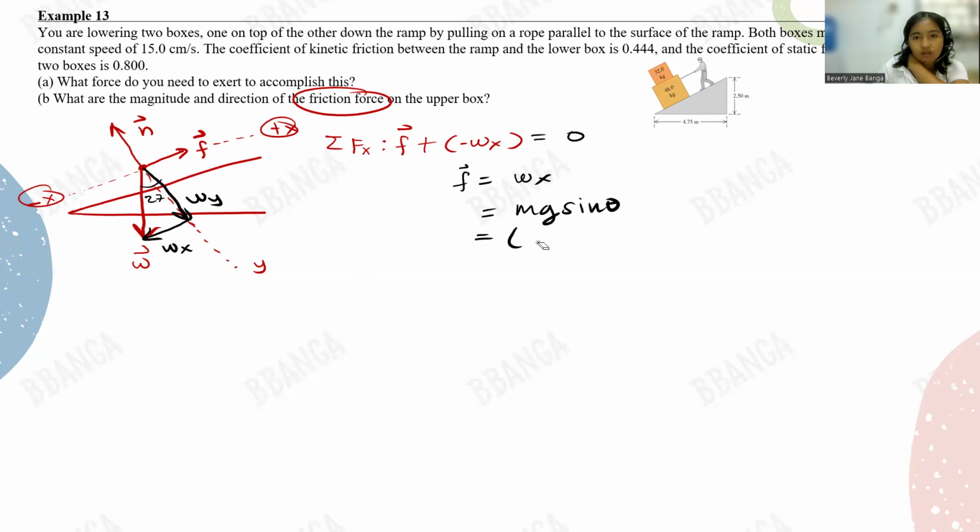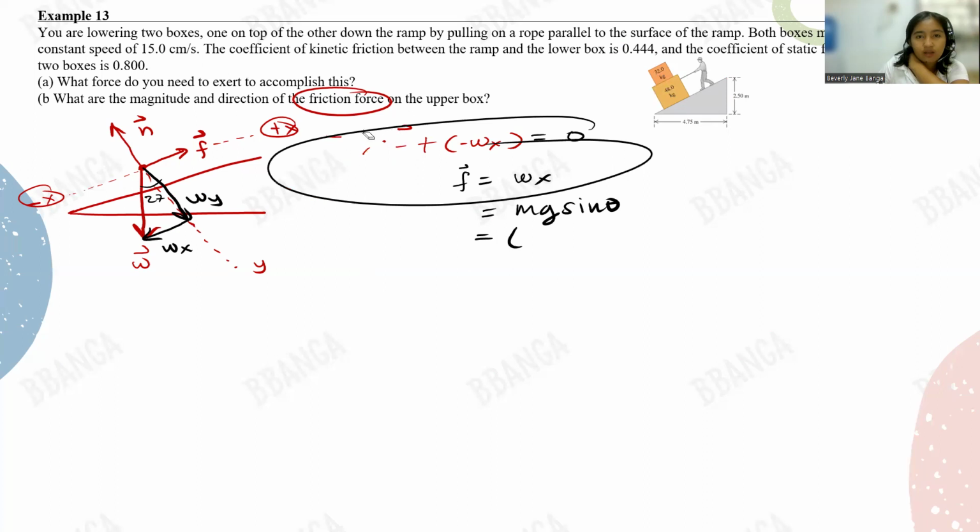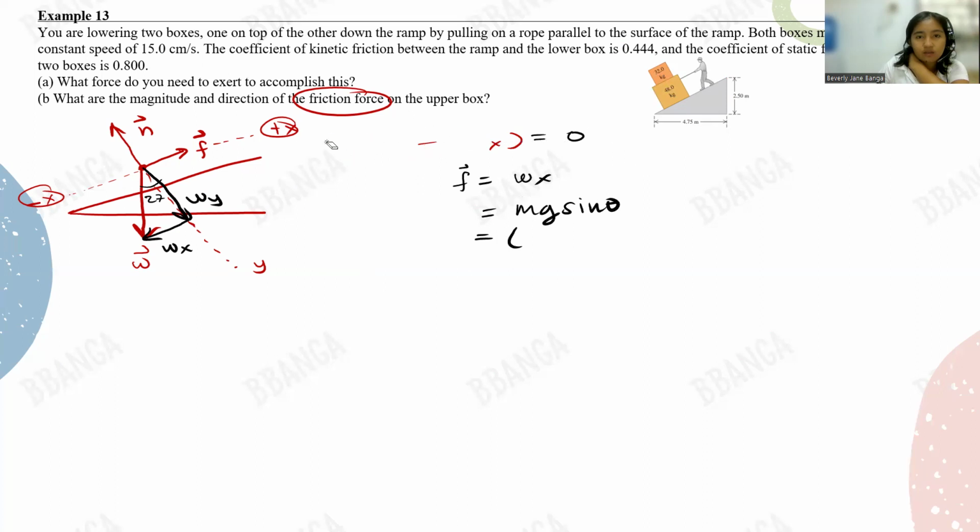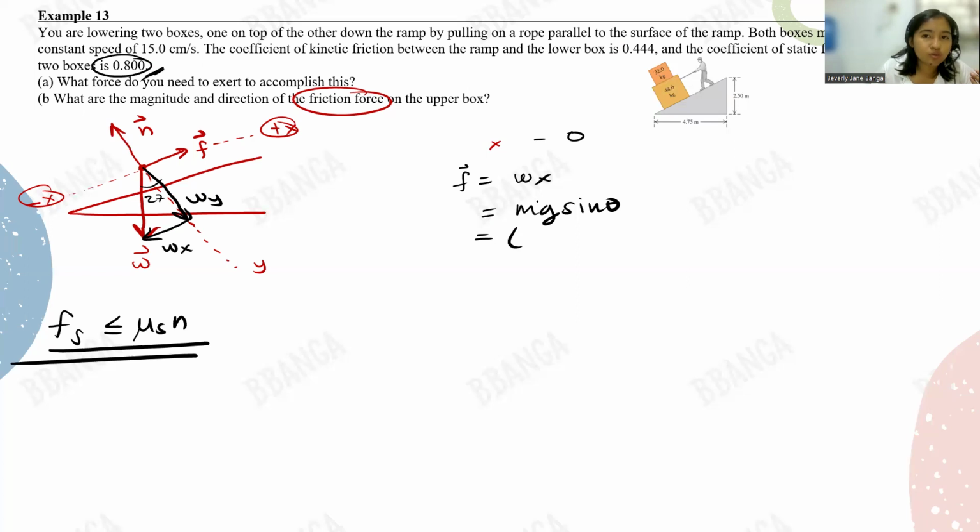Wait. Sorry, meron na pala, I don't need to do this pala. Kasi, yes, I need to do this. Kasi pala, dito, ang ibibigay nyo lang sa akin is fs less than or equal to mu s n. So, range yung ibibigay nyo kasi kapag ito yung ginamit ko. So, I don't know the exact. So, to get the exact, ito yun. So, hindi ko na ibabalik. We simply plug in values.